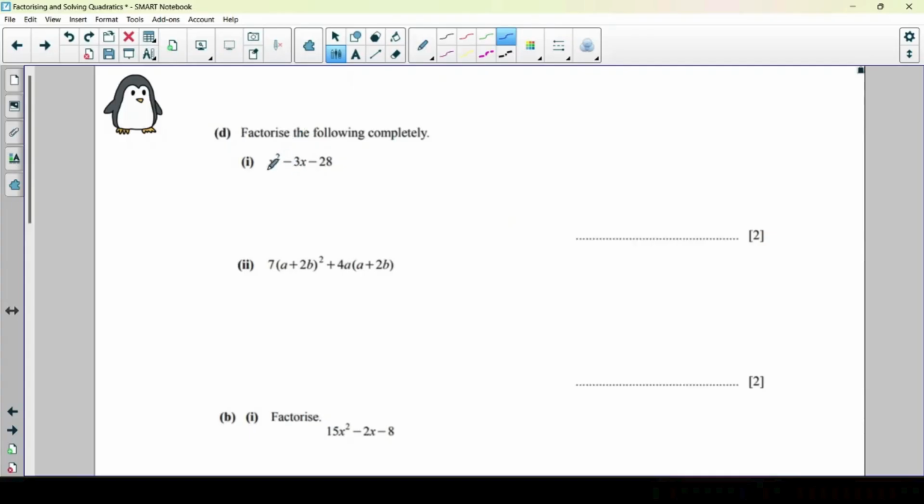A bit of a more straightforward quadratic here. We don't have a coefficient in front of x squared, so I can straight away put our two brackets with x, and I'm looking for two numbers that multiply to minus 28 and add to minus 3. So we've got one positive, one negative, so we want them to have a difference of 3. So it's not 1 and 28, it's not 2 and 14, 3 doesn't go in, 4 and 7, they have a difference of 3. So it's going to be 4 and 7. We want minus 3, so I want minus 7 and plus 4. So x plus 4, x minus 7.